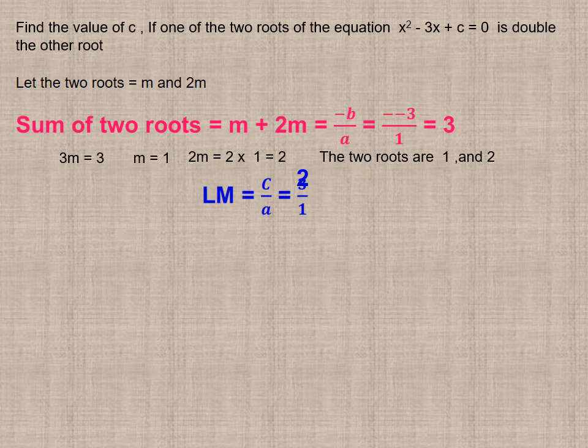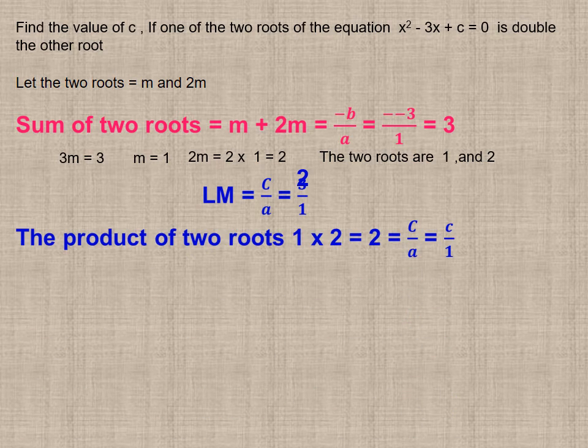How to find the product of the two roots? Here I have the first root equal 1 and the second equal 2, so I can multiply them. It will be 1 times 2. What about the rule of the product? LM equals c over a, right? And the multiplication of the two roots equals 2 times 1 equals 2. So 2 equals c over a equals 2 over 1. That means c equals 2.